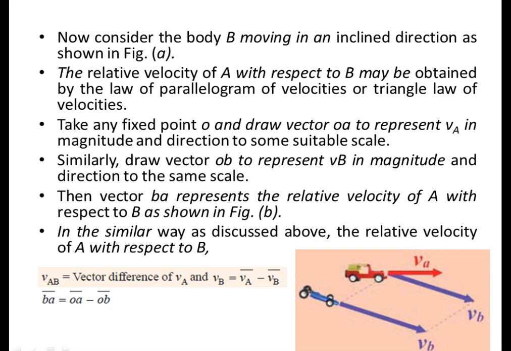In a similar way as discussed above, the relative velocity of A with respect to B, VAB, is nothing but the vector difference of VA and VB, that is VA minus VB. So vector BA is nothing but OA minus OB.